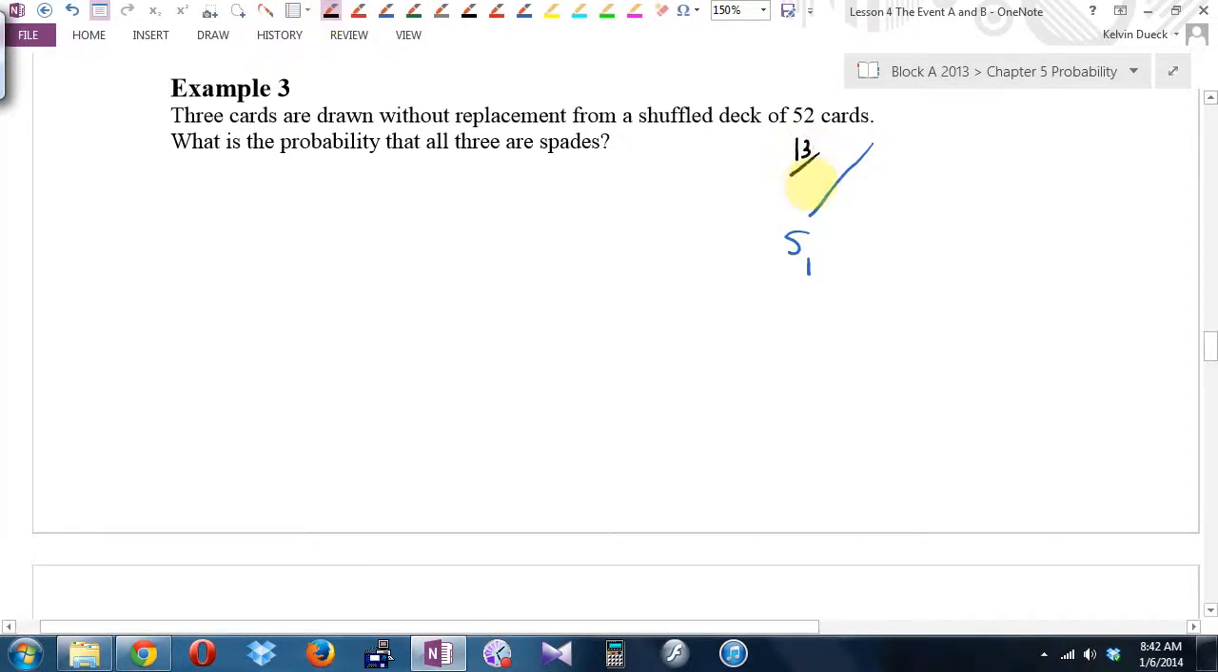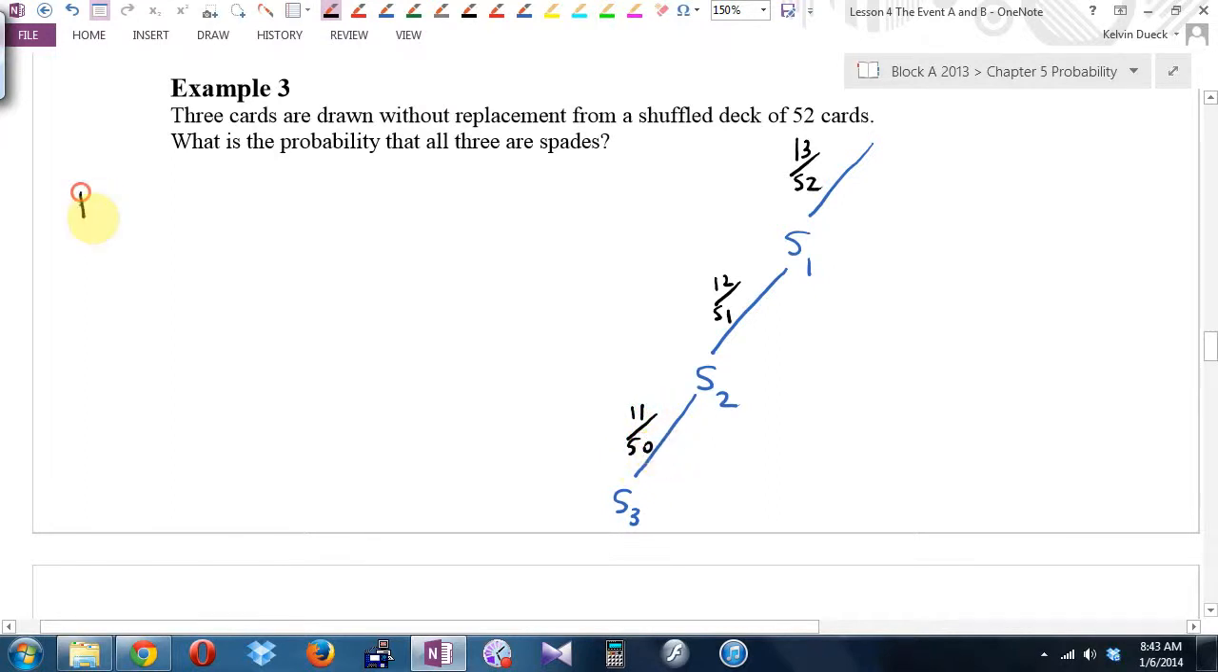Out of 52. All right, that's the first card. What's the second card going to be? A spade again. Right? How many spades are there in the deck? Careful. Now 12 out of 51. Pick the third card. I want it to be a spade as well. How many spades are there in the deck? Out of.